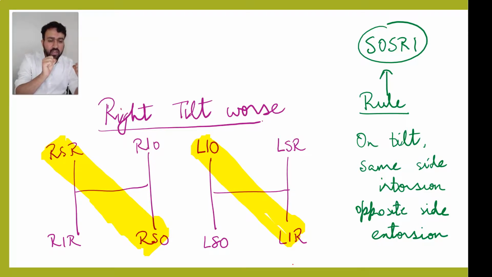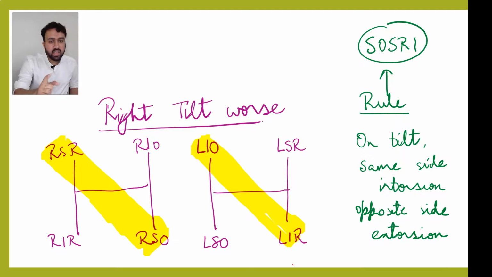Okay, right? Now, if right tilt is making the diplopia worse, which means that the intorters of the right eye are poor or the extorters of the left eye are poor. Okay, which is what has been highlighted in the diagram here. What are the intorters of the right eye? Right superior rectus, right superior oblique. SOSRI, sorcery. These are intorters. So those two are highlighted.